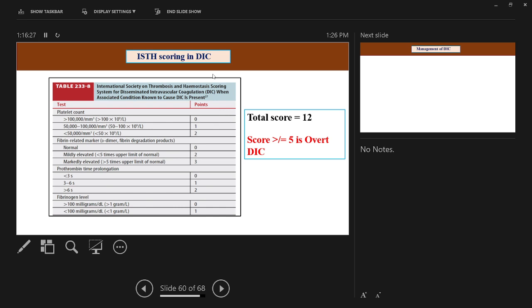So usually we send a DIC profile here, which is easily available in the lab medicine. And whenever we look for the bleeding risk in such patients, the septic, intubated patients start developing hydrated lesions, vulvar ecchymosis, bleeding from the ET tube.